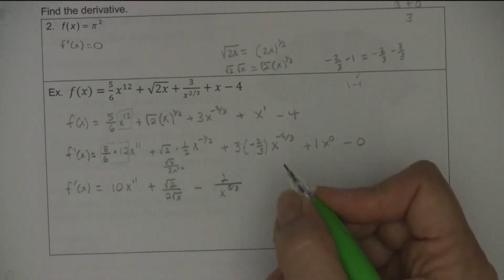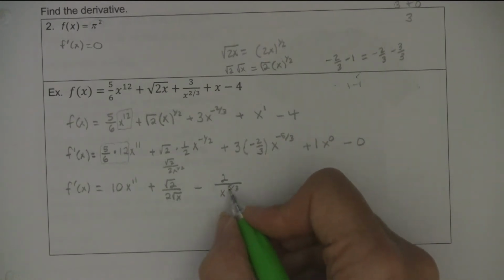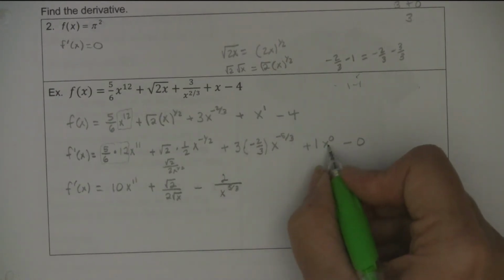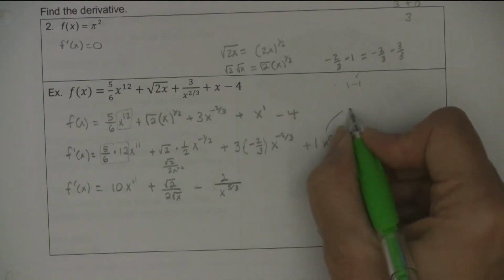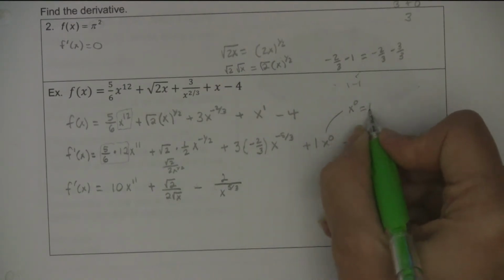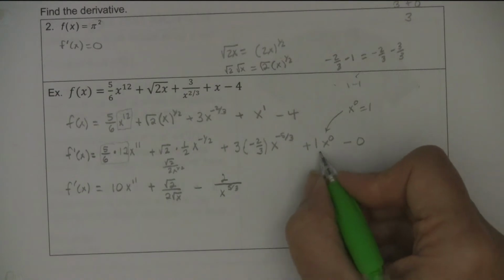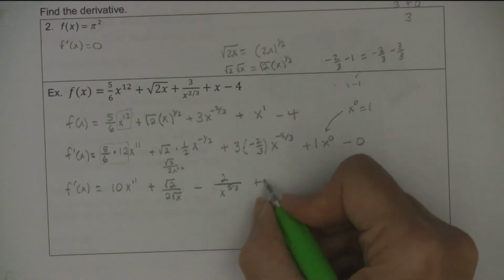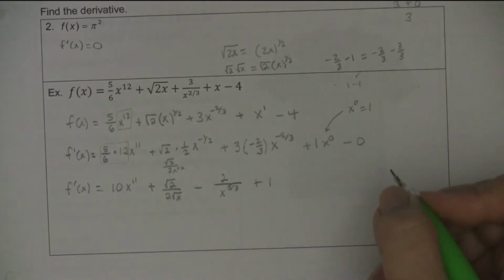5 to the 3rd? What am I saying? 5/3, x to the 5/3. And then x to the 0, I don't know if you guys remember, but x to the 0 is equal to 1 back in my algebra days, right? So this is 1 times 1, which is 1, and then minus 0.